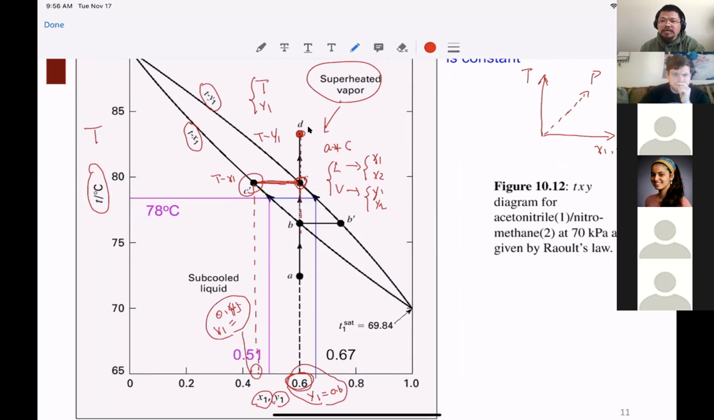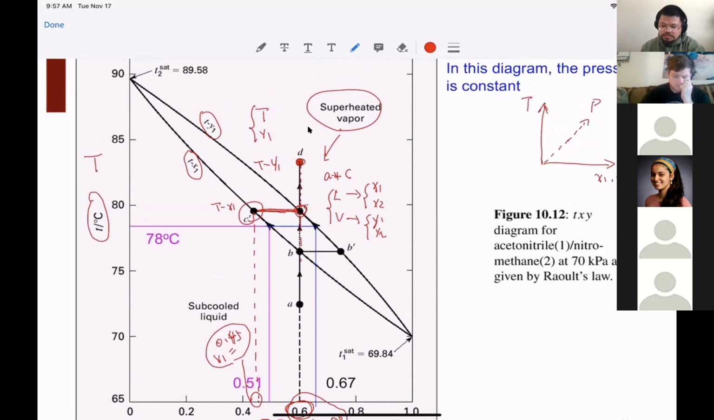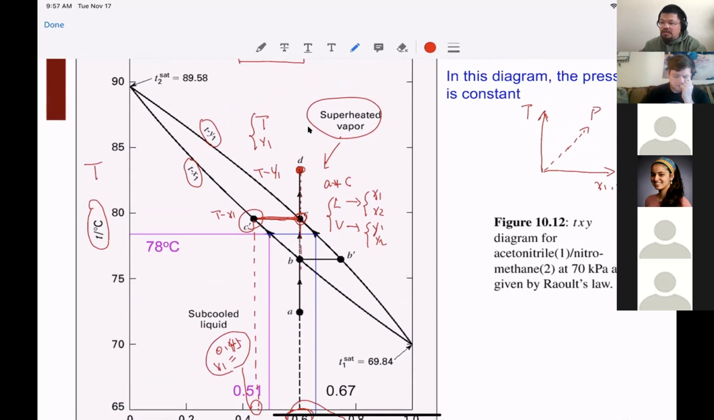Okay. So the way we construct the diagram is indeed we are going to carry out multiple calculations. And in the end, we are going to connect all those dots, x1, y1, x2, y2, and so on. So this is how those phase diagrams are constructed.